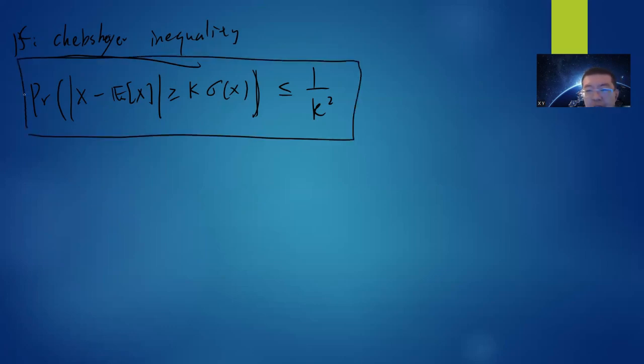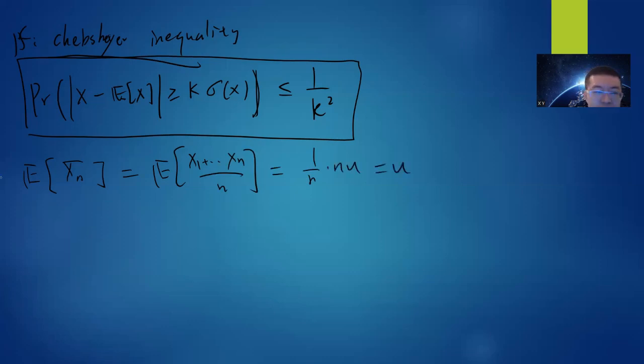Okay, so with this we can prove it, right? Let's compute the expectation value of this X_n bar. It's very trivial, right? Just the expectation value of X1 up to Xn divided by n. So it's 1 over n times n mu, since things are all the same, so it's the same mu.